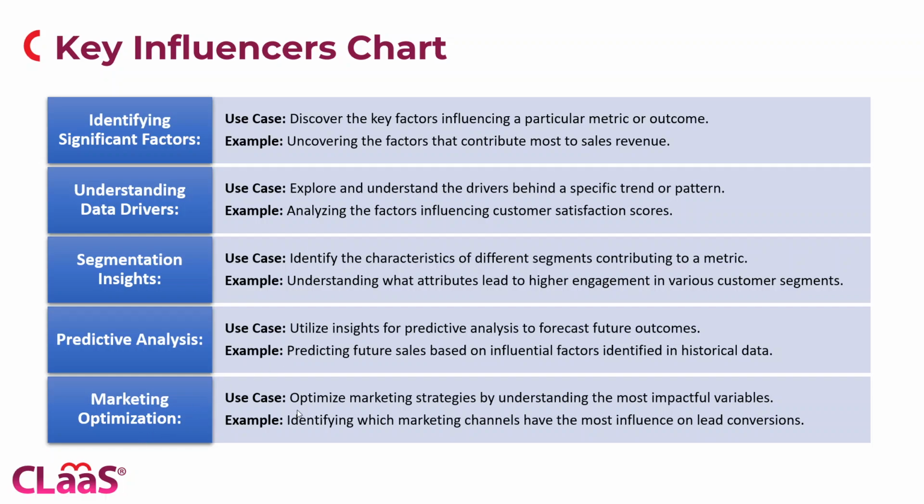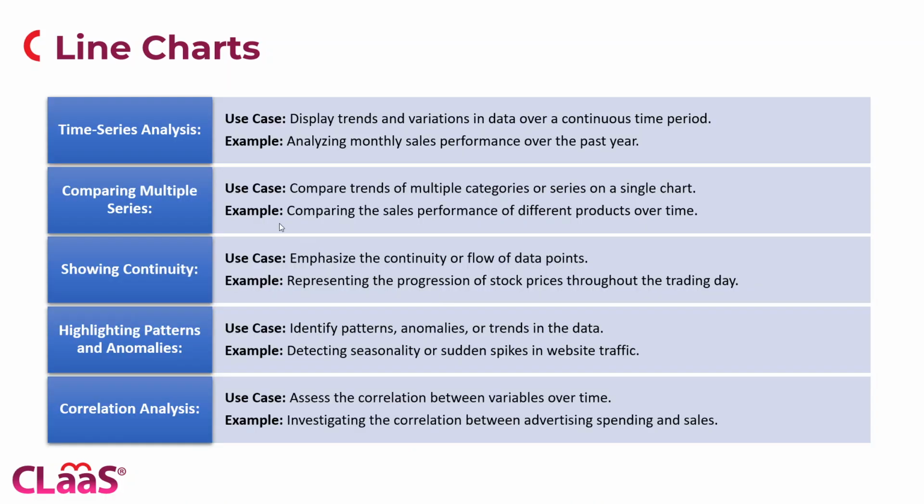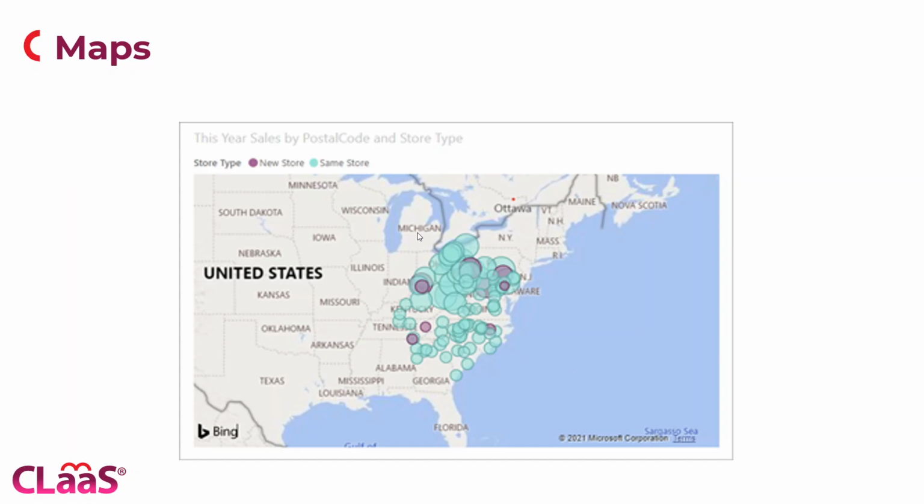Also, marketing optimization. Line chart, we discussed, showing the trend over time. And then maps, of course, useful to display the map, and you can also adjust the size of the bubble with the scale of the value that you want to analyze. Like for example, sales, the bigger circle is the bigger amount, smaller is a lower amount. Maps, showing the geolocation of the value distribution.